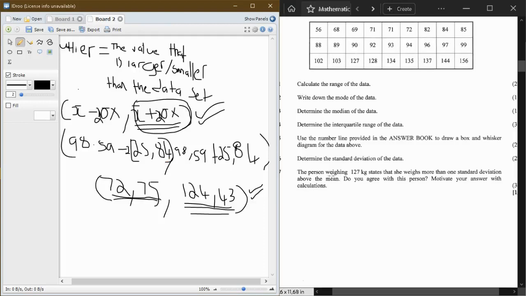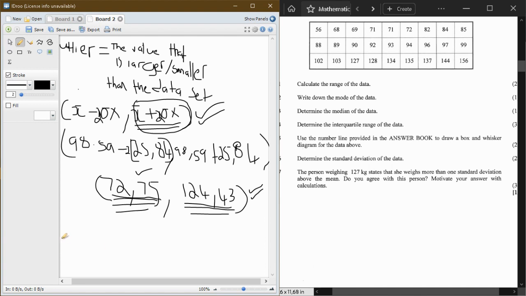Or sometimes they say, this person weighing 127 kilograms states that she weighs more than 1 standard deviation below the mean. So if they said below the mean, we were going to focus on 72,75. We were going to look at the numbers that are lesser than 72,75 in our data set, right? I hope you understand. So in this case, we can say that she does weigh more than 1 standard deviation.